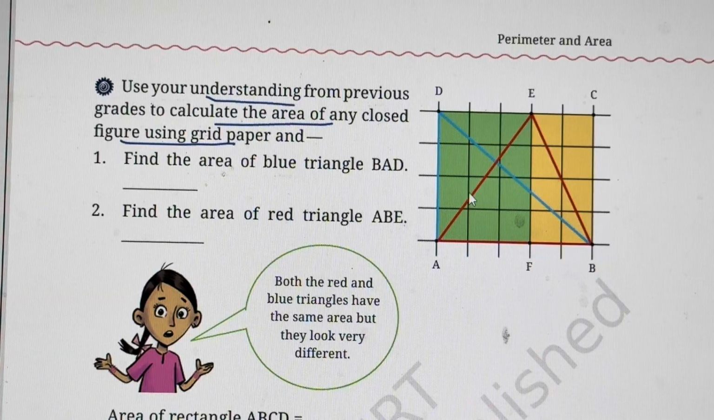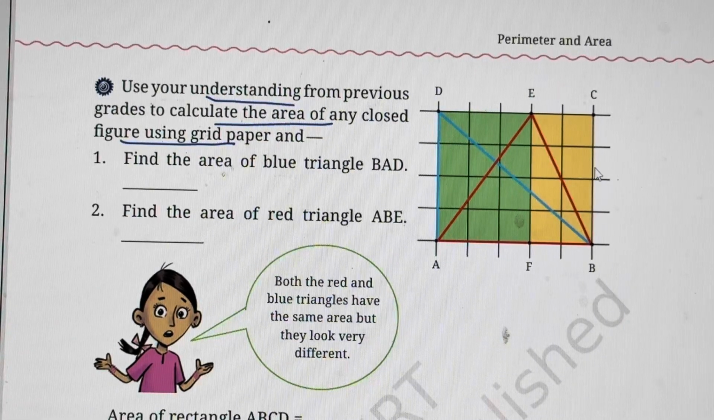So the area of this green portion will be 12, right? 12 square units. Similarly, for the yellow portion, no need to count all the squares. You can count lengthwise and breadthwise. So 1, 2 here, 1, 2, 3, 4. So 4 twos are 8. 8 will be the area of the yellow rectangle, right?